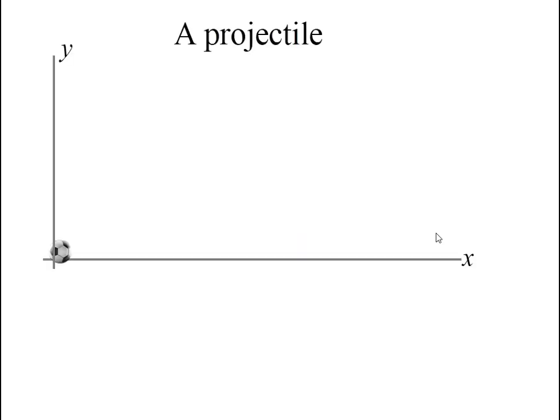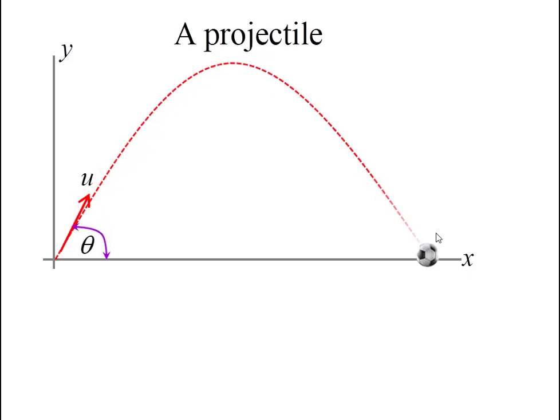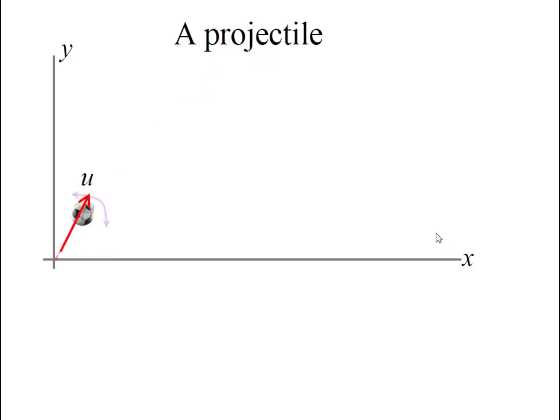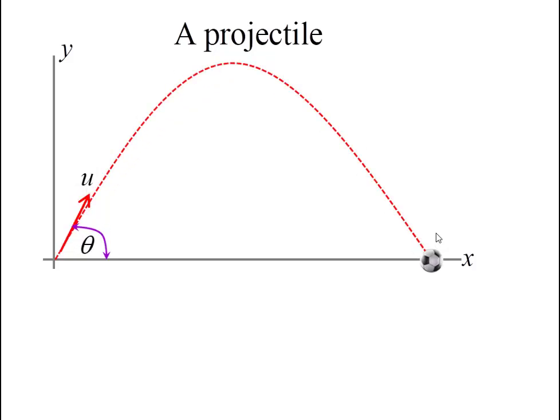Let us see a projectile motion on the XY coordinate system. Let us first observe the trajectory of this ball. The path of the projectile is called the trajectory of the projectile. The x component of the initial velocity u is u cosine of theta, and the y component of the velocity is u sine of theta.